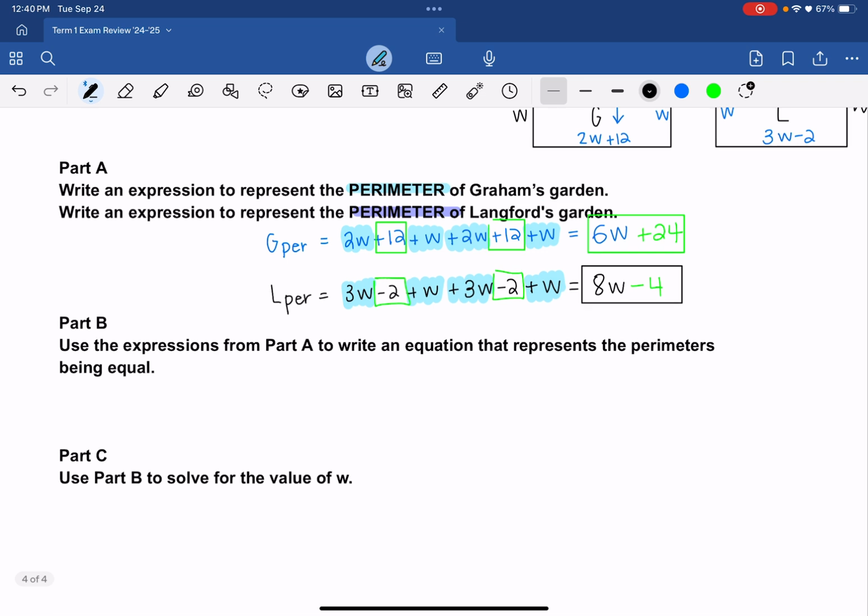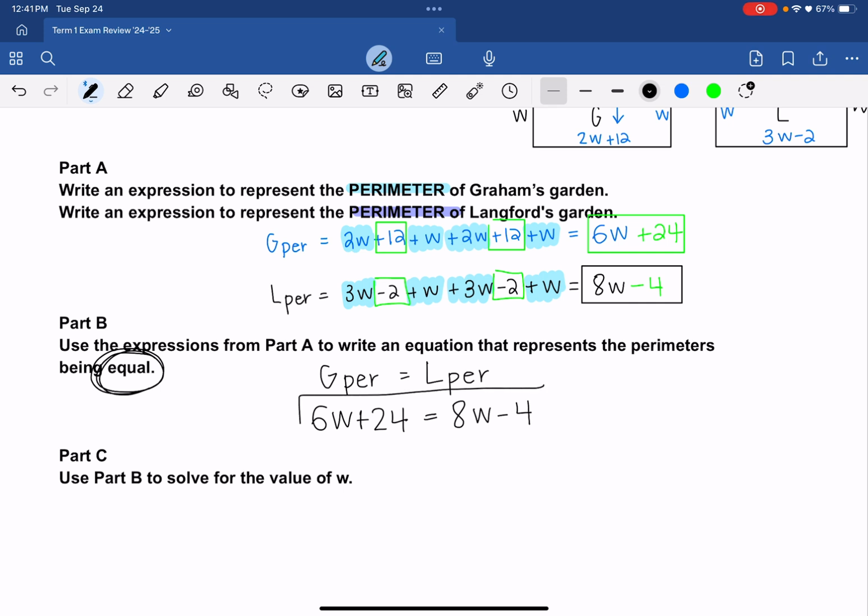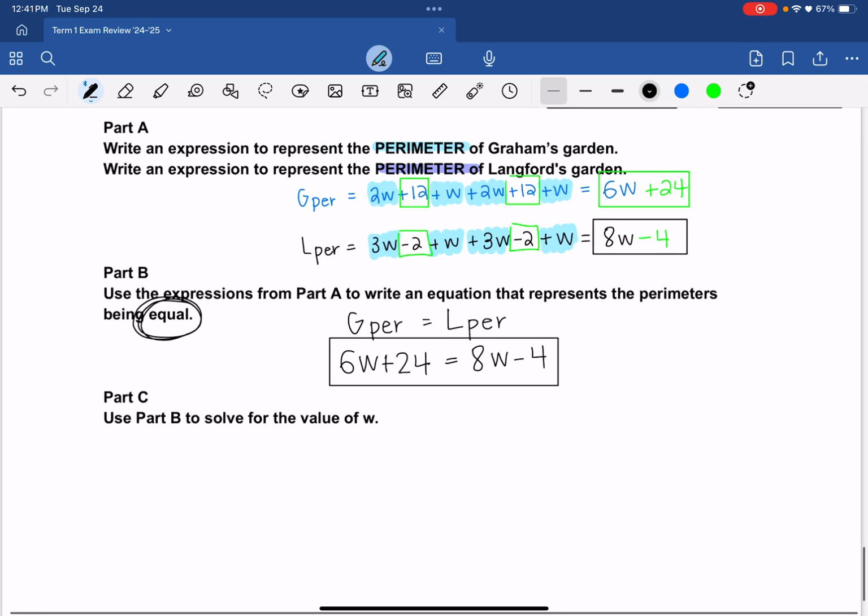Part B says use the expression from part A to write an equation that represents the perimeters being equal. So literally, Graham's perimeter equals Langford's perimeter. Graham's perimeter was 6W plus 24. Langford's perimeter was 8W minus 4. So therefore, here's the answer for part B.